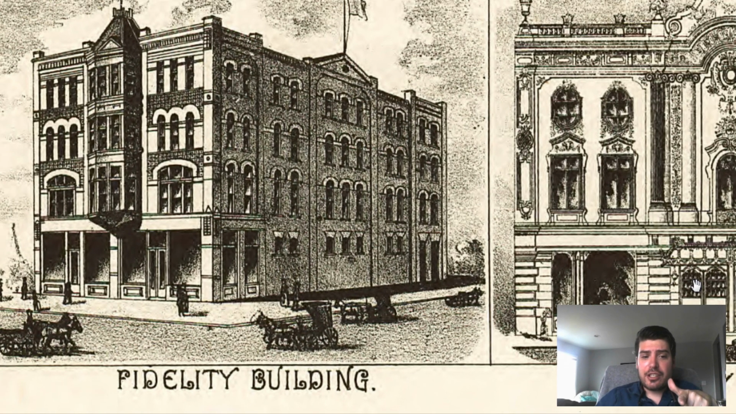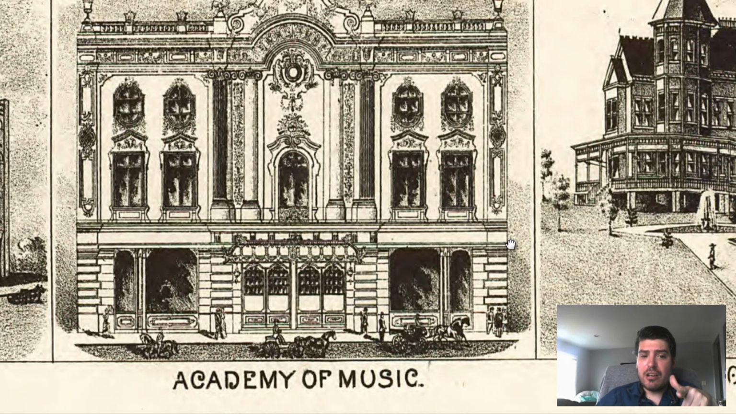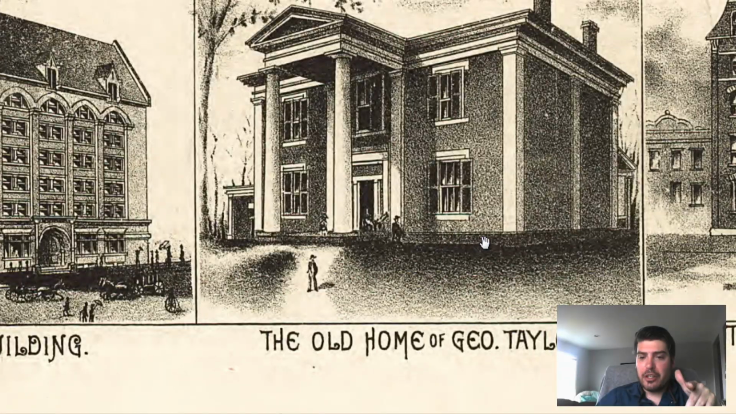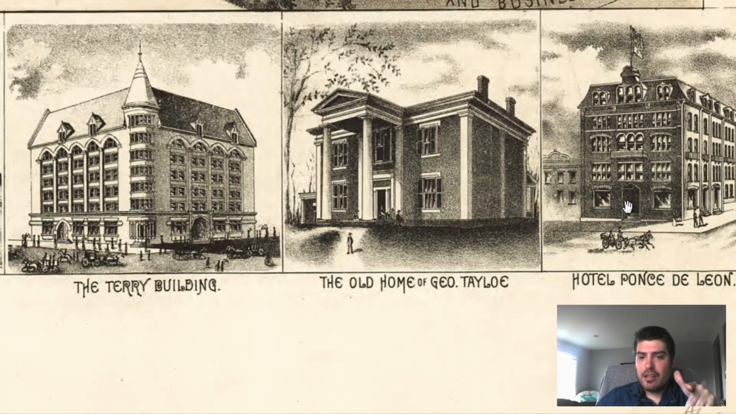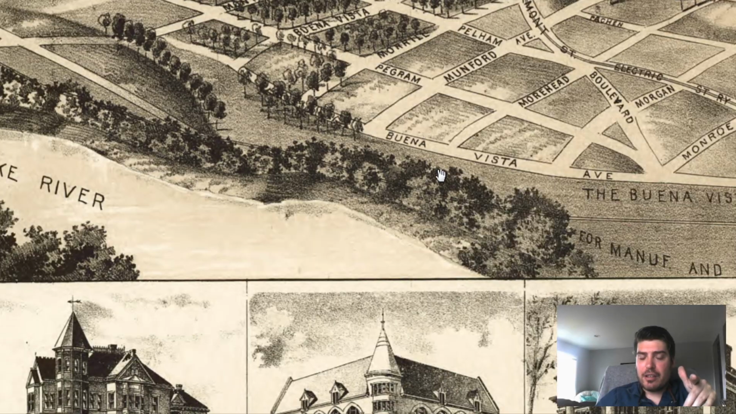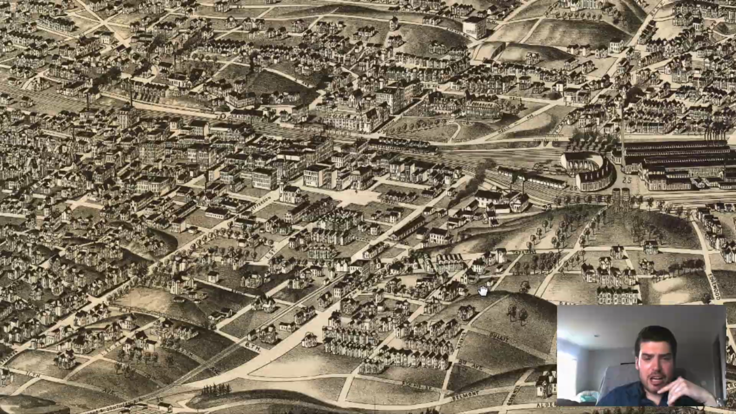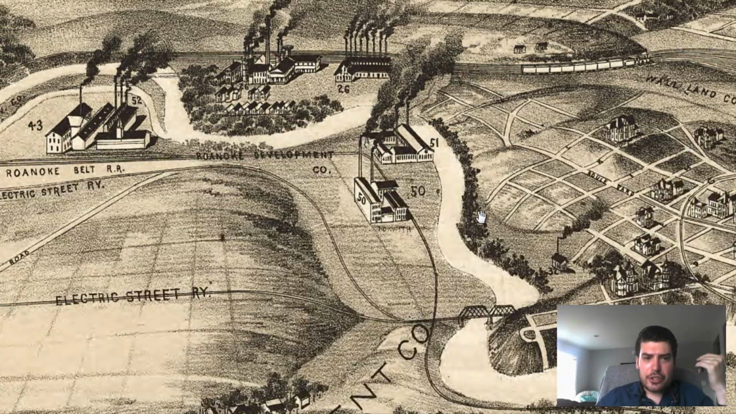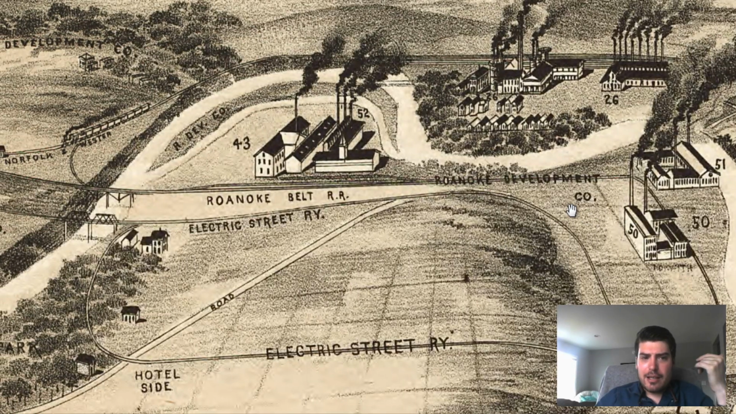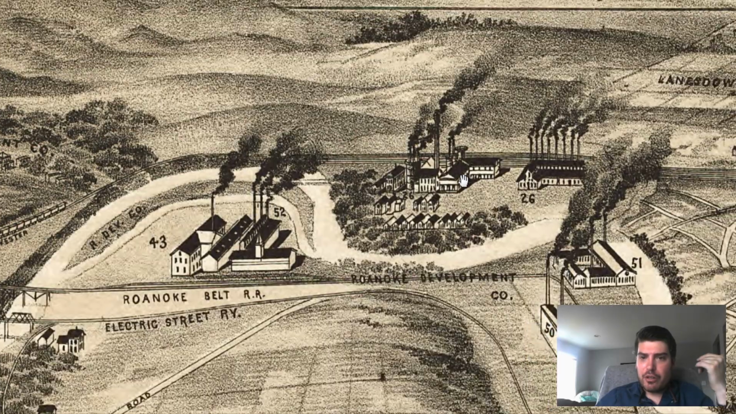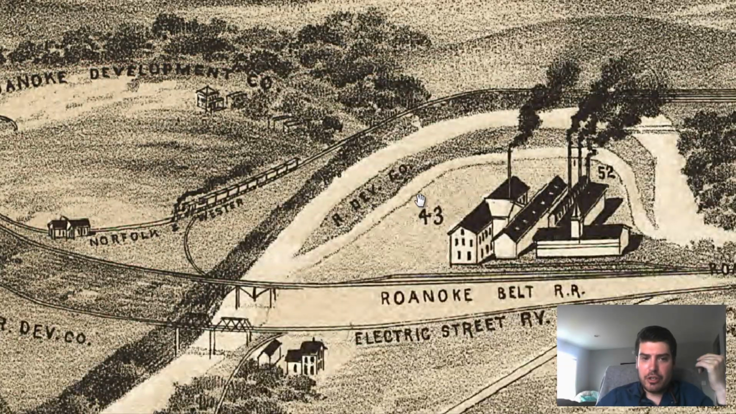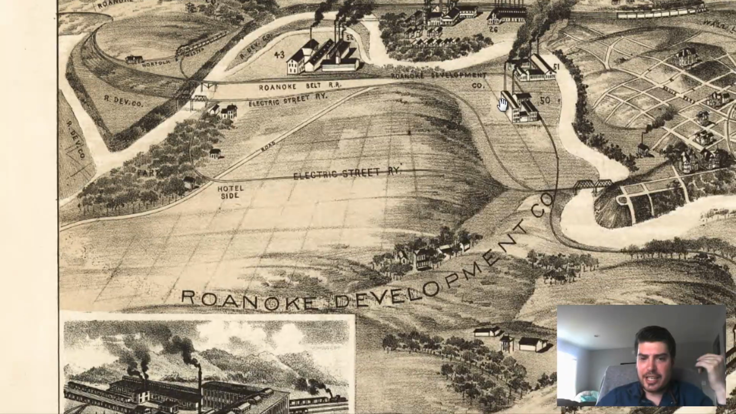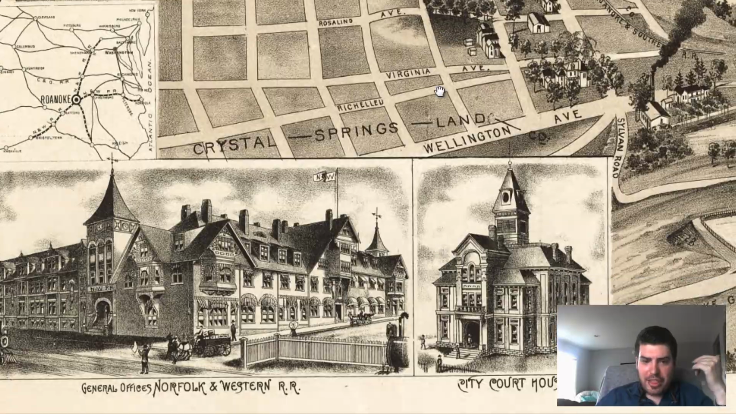So here's Fidelity Building, Academy of Music, Terry Building. I mean, just really an amazing amount of detail. If we look at some of the manufacturers, I want to go into some of these industries that are off in the distance, especially by the Roanoke line. So we've got the Roanoke Webster line right here. I want to investigate that. There's 26 right here. Let's look at what that is.